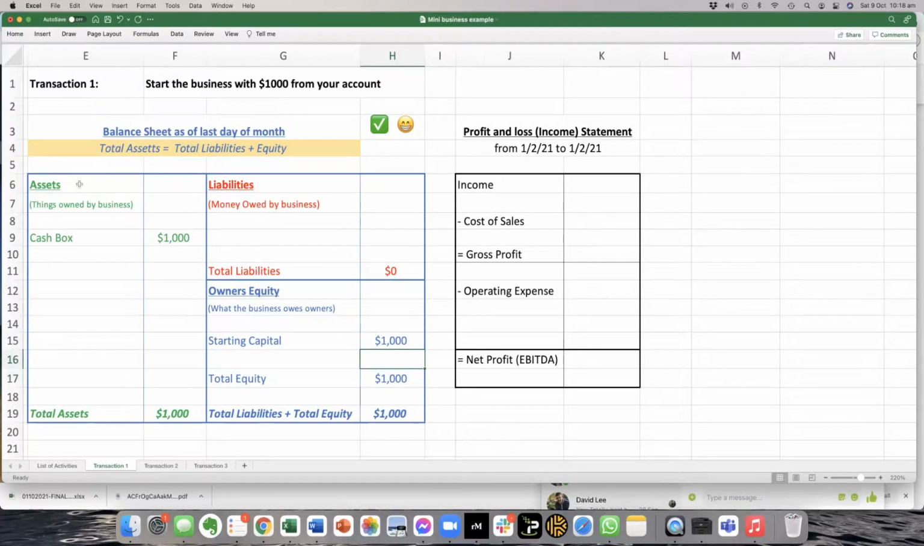So let's just break down what these mean. Assets in your business are things that are owned by the business. And I want you to make this really important distinction.